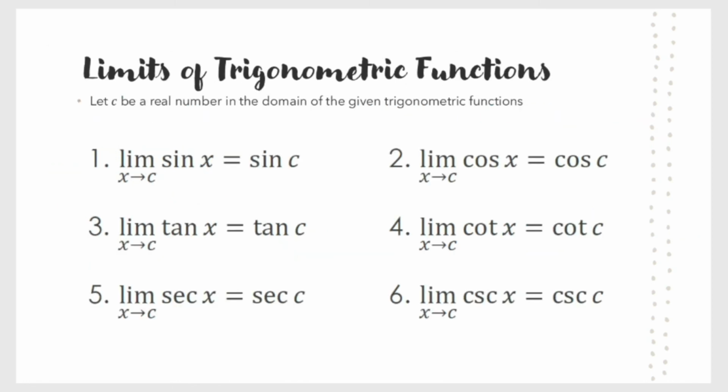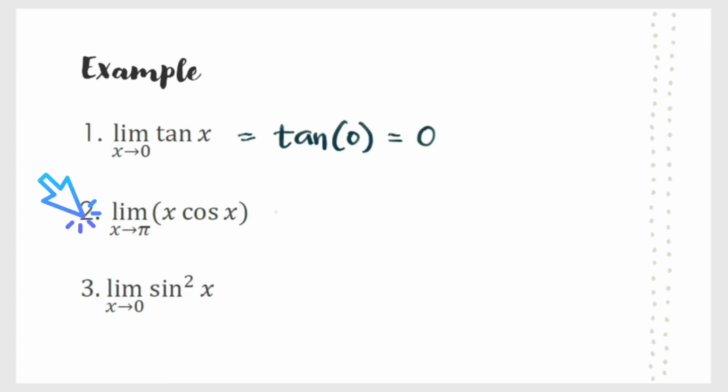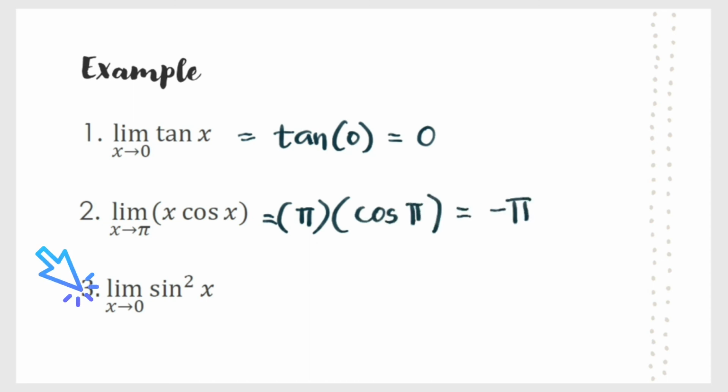Next, we have limits of trigonometric functions. Example, the limit of tangent x as x approaches 0. So direct substitution, tangent of 0 is equal to 0. Next, we have the limit of x times cos x as x approaches pi. Direct substitution, pi times cos pi is equal to negative pi. Third, we have the limit of sine squared x as x approaches 0. So, we have sine 0 raised to the second power, which is equal to 0.